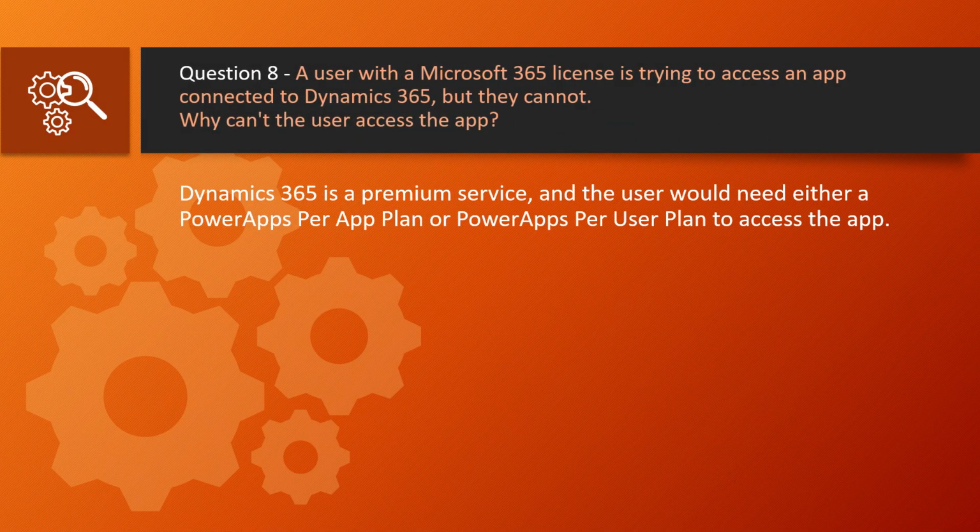A user with a Microsoft 365 license is trying to access an app that is connected to Dynamics 365, but they are not able to connect. So which license will the user require? So Dynamics 365 is a premium service, and here the user will be required to get the Power Apps per app plan or Power Apps per user plan to access the app.